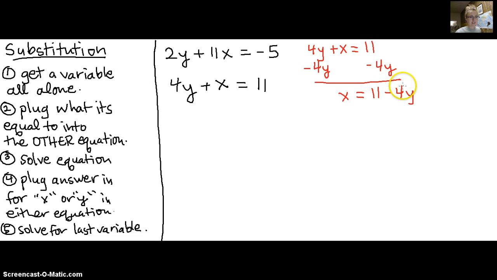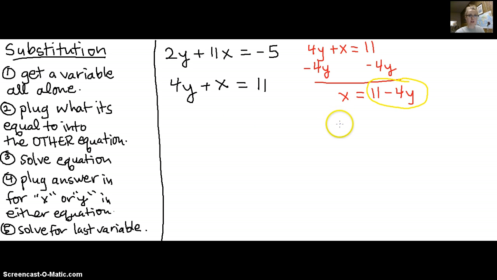Now I'm going to take this piece and follow the second step that says plug what it's equal to into the other equation. So we got the variable alone and we learned that it's equal to 11 minus 4y. I have to plug it into the other equation. We used the second equation, so the other equation in this case will be the first equation. So I'll plug it all the way over here into x. Let's do that below, in a nice blue color.